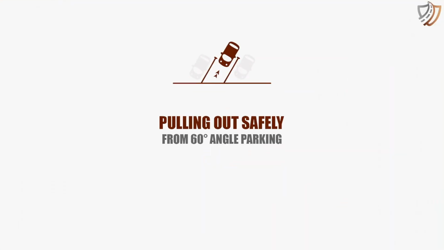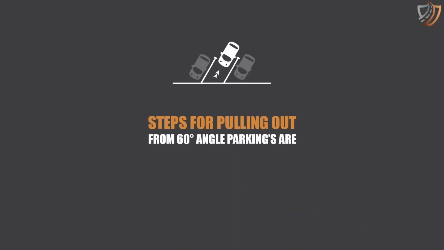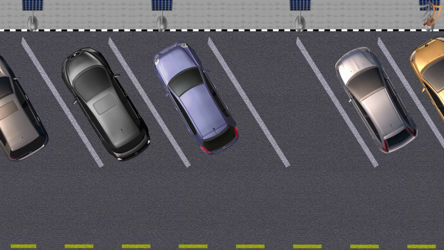Pulling out safely from 60-degree angle parking. Steps for pulling out from 60-degree angle parking are: to move out safely, motorists may use the POM routine. Prepare the vehicle controls. Observe the road behind. Check mirrors. Look over both shoulders to see if it is safe to move out. Give priority to pedestrians and other vehicles.